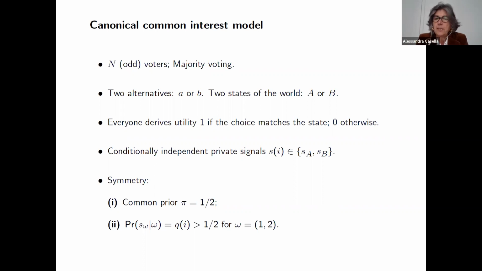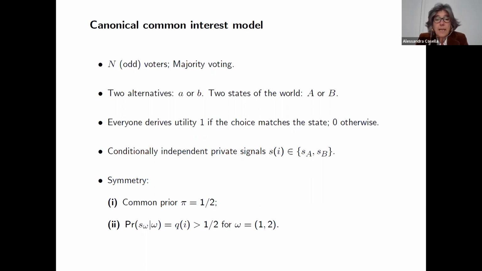Each of us receives independent signals. These are private signals. They are conditional on the state, and this signal can tell us either A or B. There is a common prior, completely diffuse, pi equal to 1/2, so neither state is more likely ex ante.